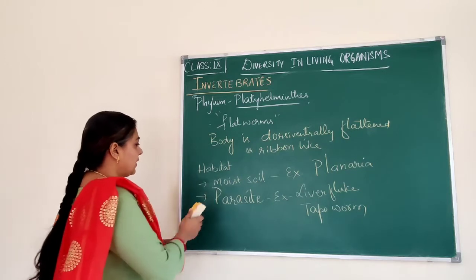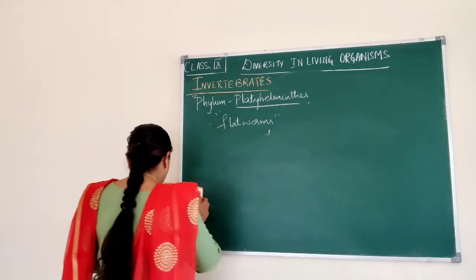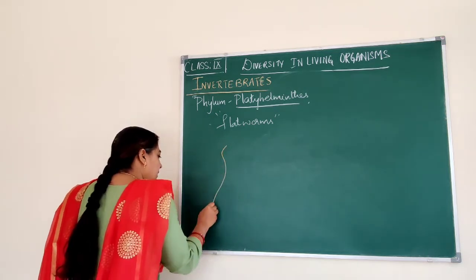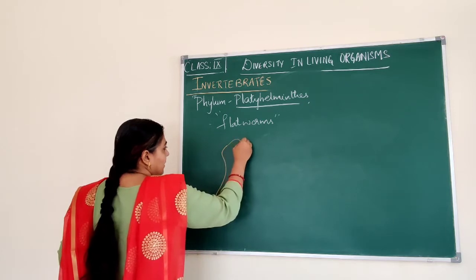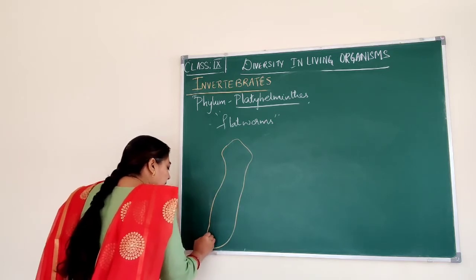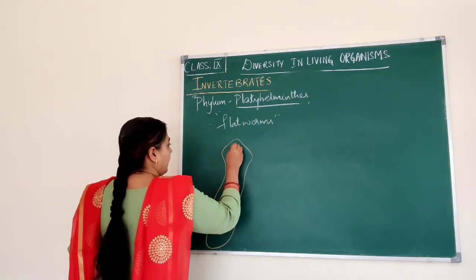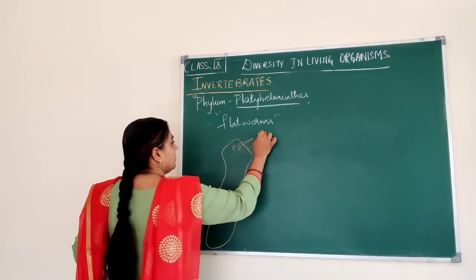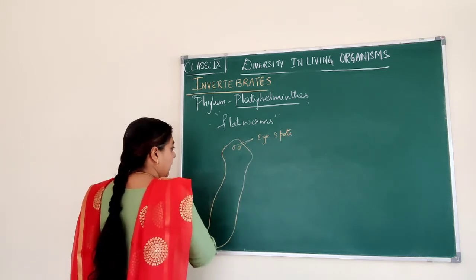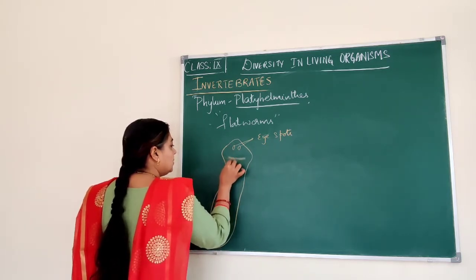Now let us see their structure. Let me show how they look. Let me take the Planaria. When you look at Planaria, you feel as though it has a head and body like that, but that is not exactly a head. It looks like that, and it also has eye spots, and they have a branched digestive system.